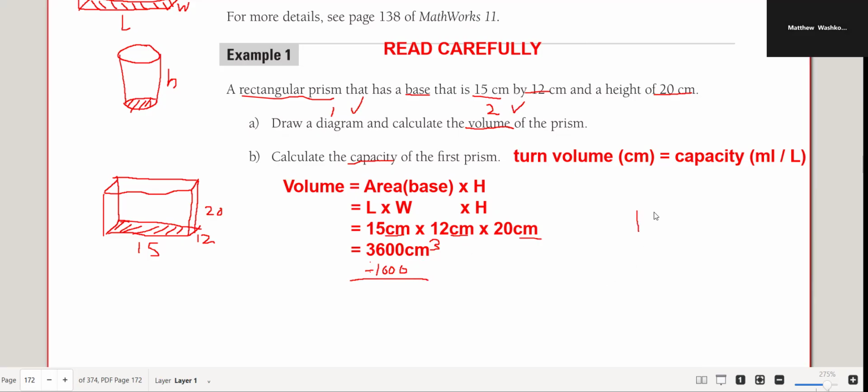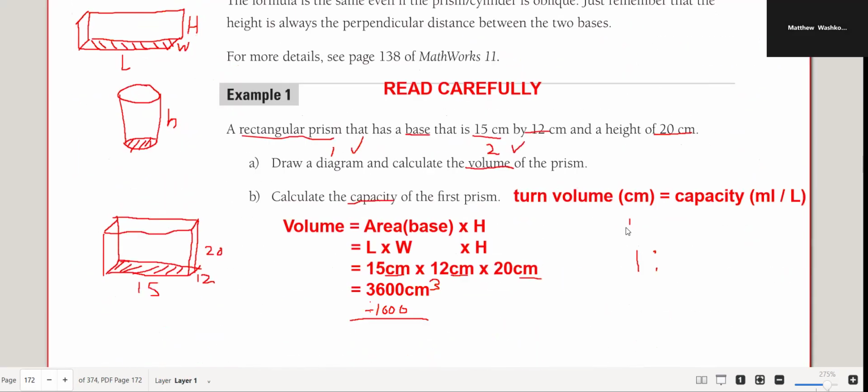And if you remember unit 1, these are liters and these are centimeters cubed. So if you remember from unit 1, we can also express this as a ratio. Remember when I said this thing comes in handy? It does.